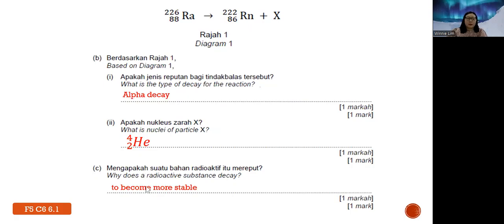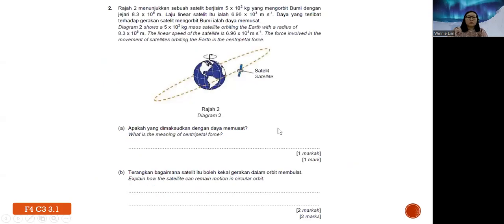Then we proceed to question 2. Question 2 is from Chapter 4, gravitation, the first topic itself. We go through the question together. Diagram 2 shows a 5 × 10^2 kg satellite orbiting the Earth with a radius of 8.3 × 10^8 meter, and the linear speed of the satellite is 6.96 × 10^3 meter per second. The force involved in the movement of satellites orbiting the Earth is the centripetal force. So what is the meaning of centripetal force?